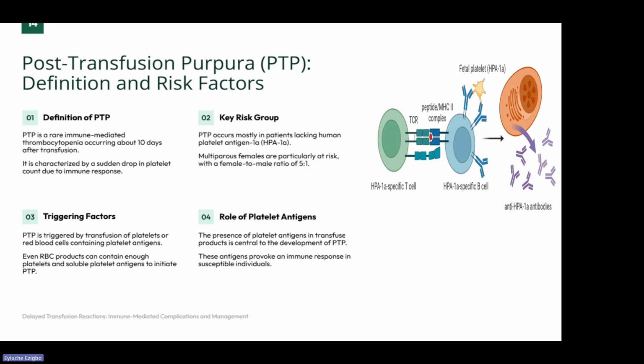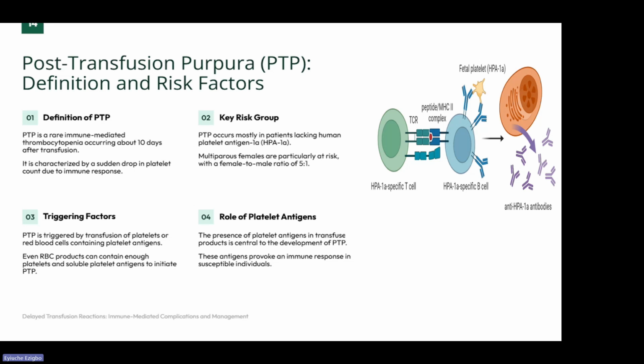PTP occurs mostly in patients lacking the human platelet antigen 1A. Some persons in the population lack this antigen. Multiparous females are particularly at risk, with a female to male ratio of 5:1. This transfusion complication is triggered by transfusion of platelets or red cells containing platelet antigens. Some persons in the population lack this antigen.